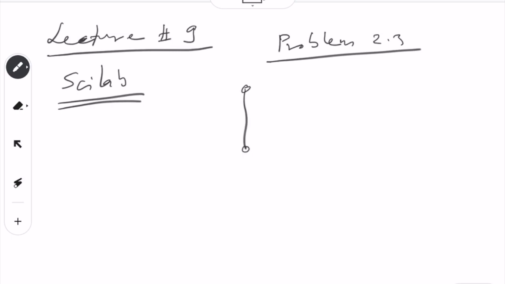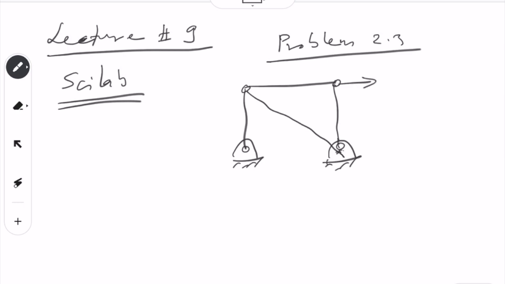So the problem is like this one. Here this is fixed, here this is also fixed. Fixed means pinned basically, and there is a load which is applied here. So load is 10 Newton here, and distance from here to here is 1 meter. Similarly from here to here is also 1 meter.